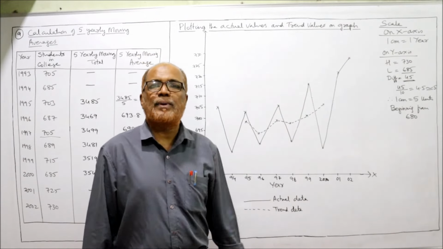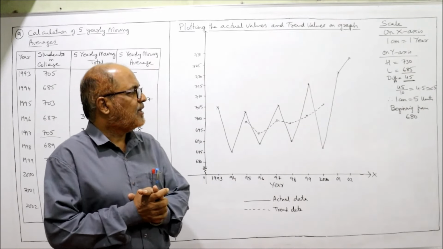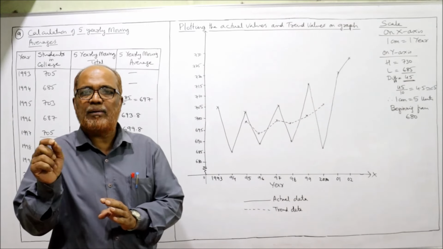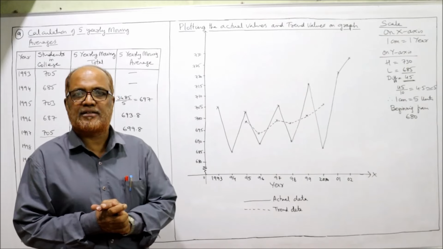This is the complete graph for problem number 9. So we have completed 9 problems. Totally we have done 9 problems on the freehand method, semi-average method and moving average method.